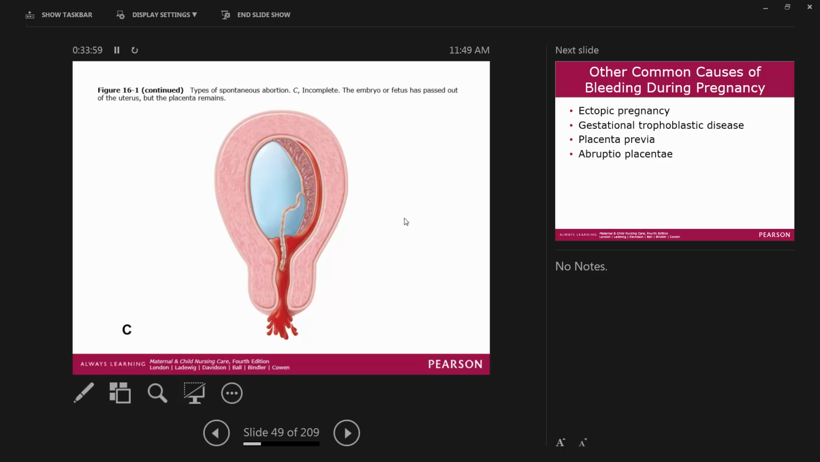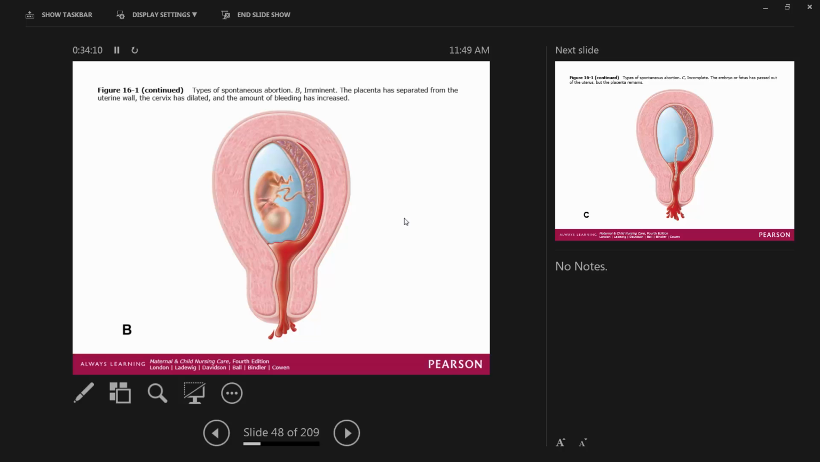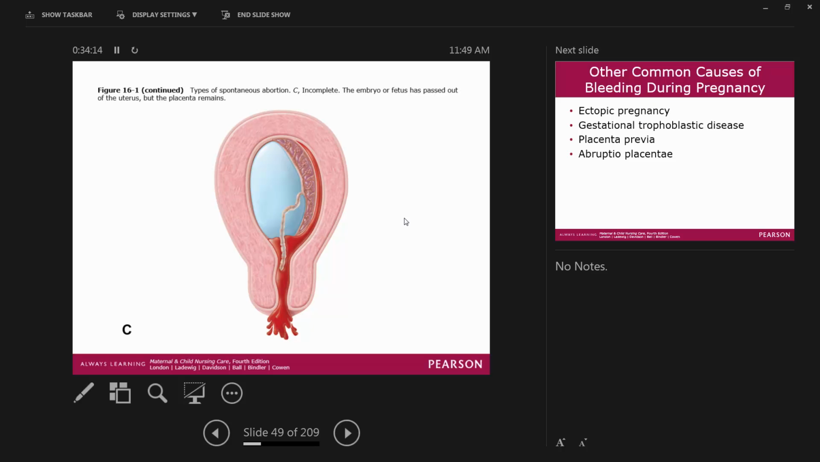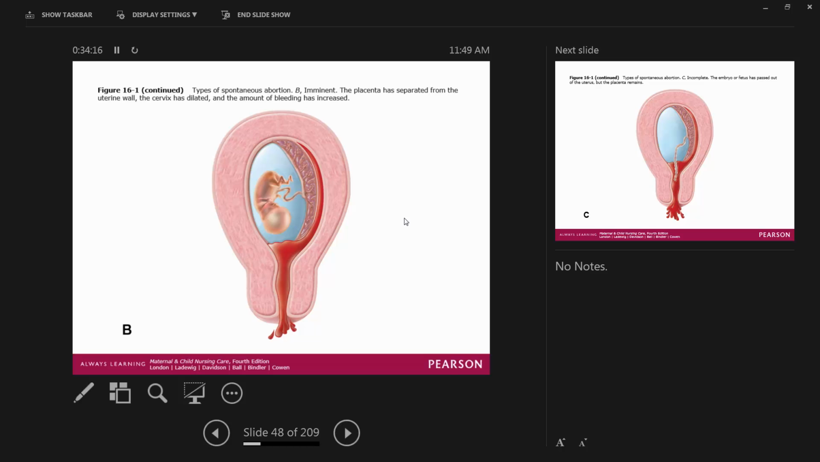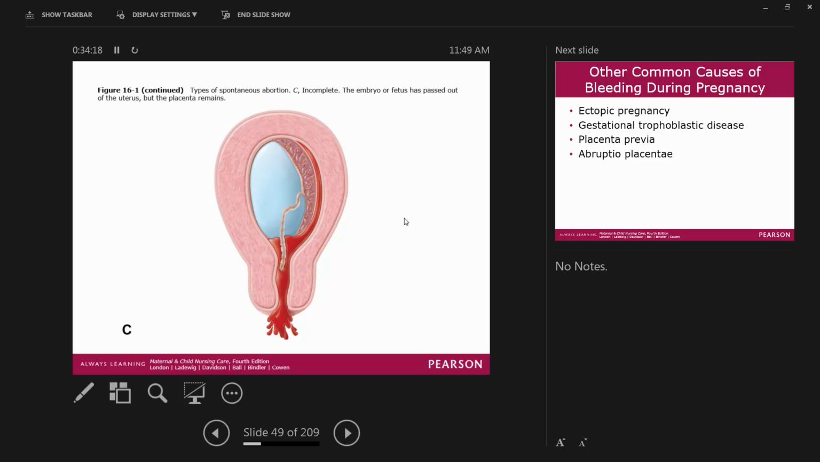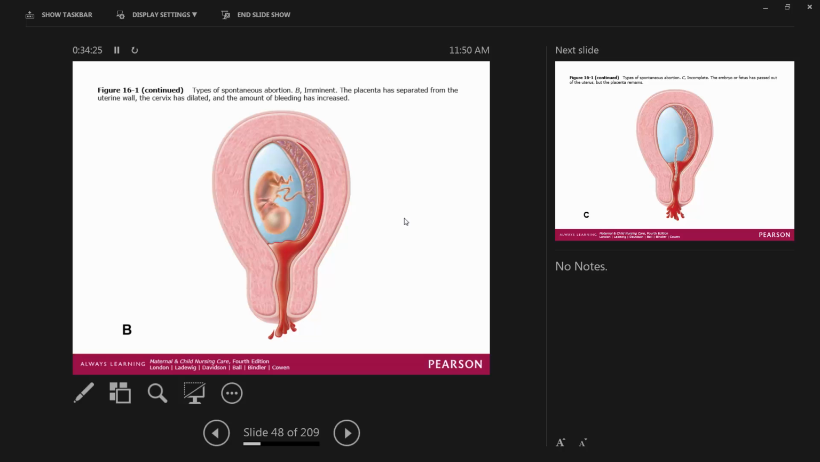All right, here's our... no, continue. Incomplete. I thought I had a slide of a complete one, but I just have two. Oh, I'm sorry, I got confused. So here was the one I just had, the imminent.